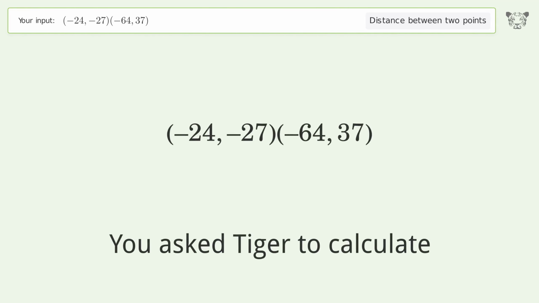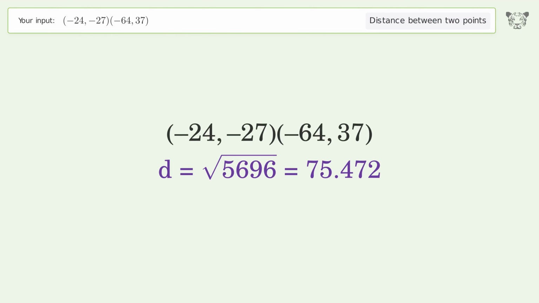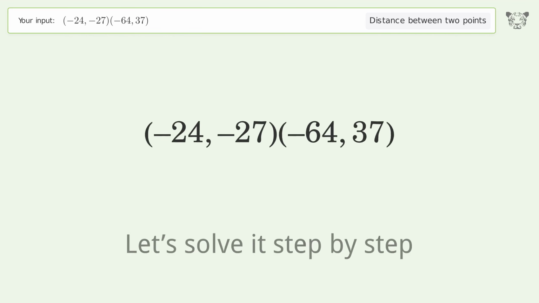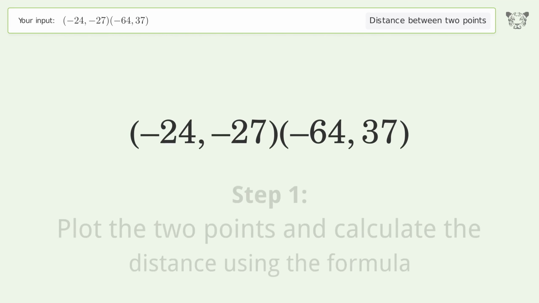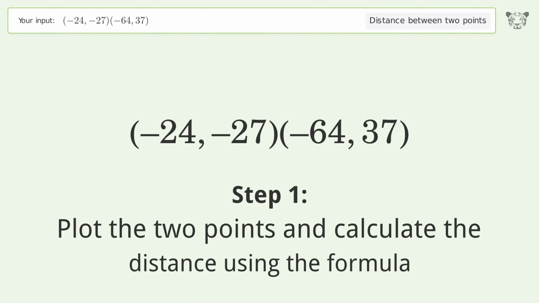You ask Tiger to calculate. This deals with the distance between 2 points. The distance between the 2 points is the square root of 5,696, or 75.472. Let's solve it step by step. Plot the 2 points and calculate the distance using the formula.